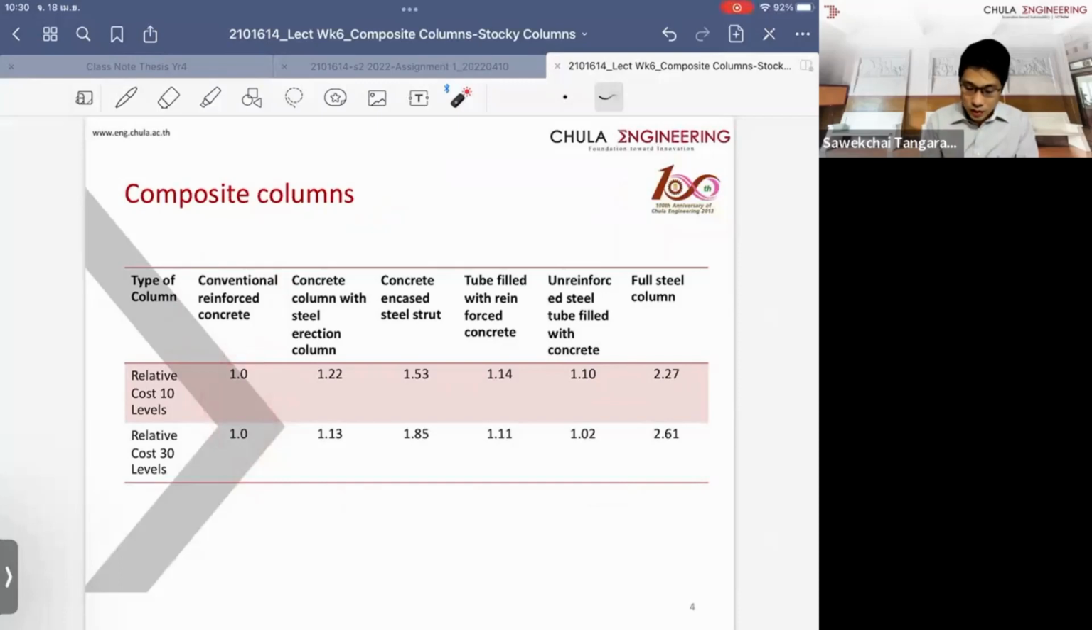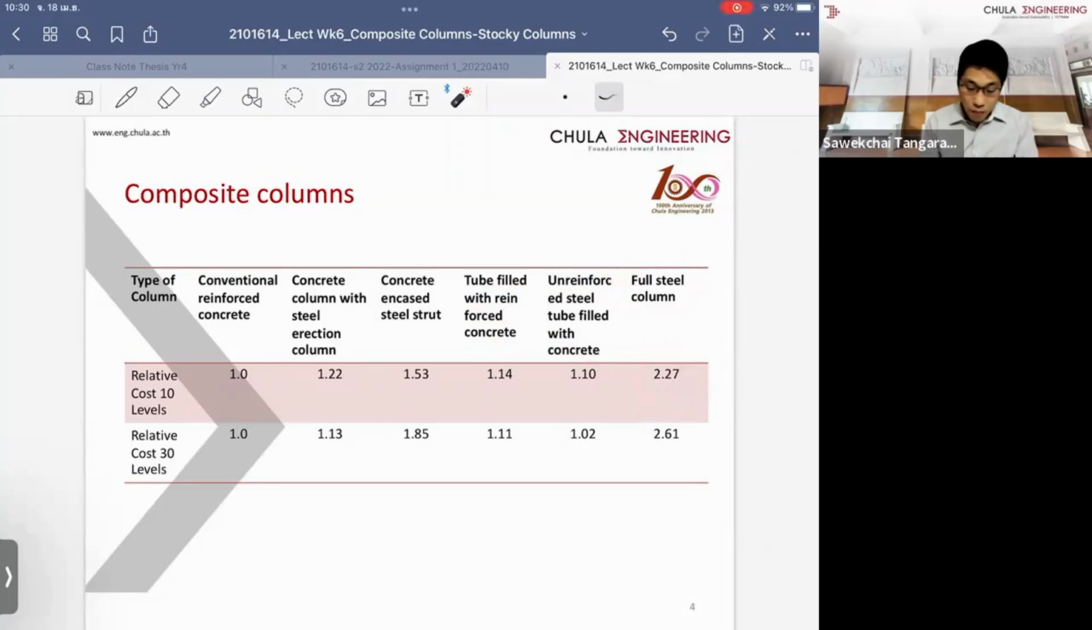And if we use the concrete column with the steel erection columns, and we have the encased, the tube filled with the reinforced concrete member, you have the steel tube, but you don't have the reinforced steel in the concrete member, and if you have the full steel column, the most expensive is if you just use the steel alone, right? You're looking at the construction cost of about 2 times, right?